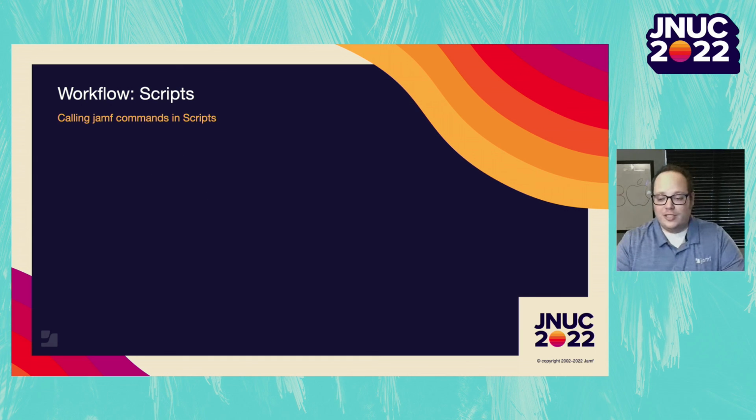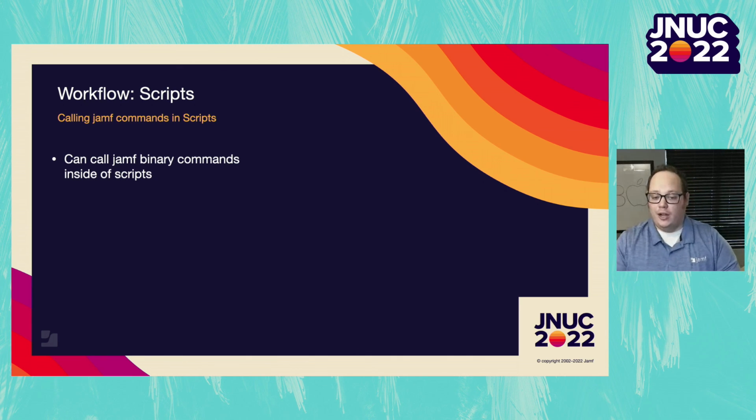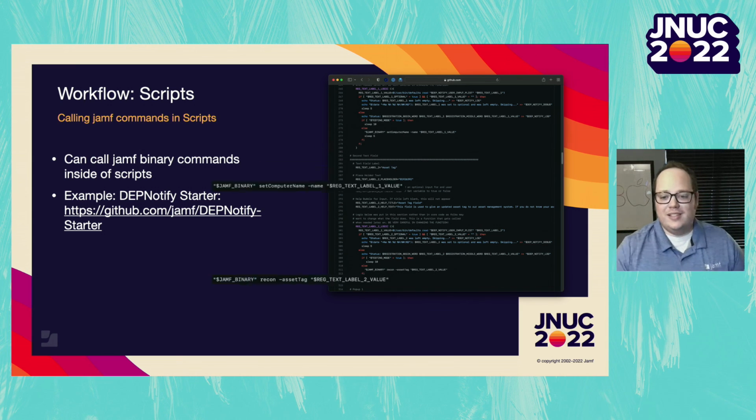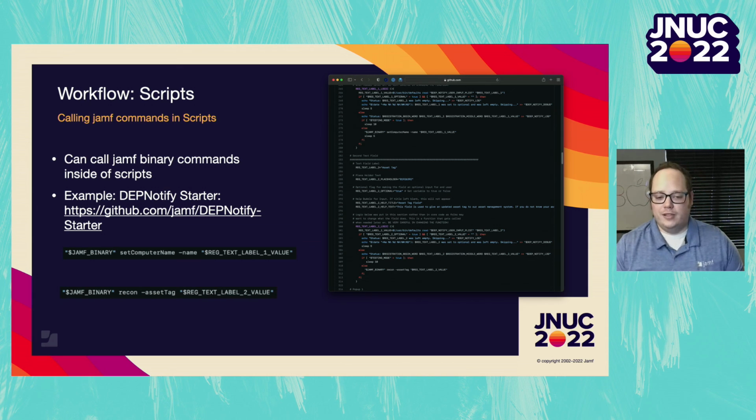The last workflow I want to talk through today is use of Jamf commands in scripts. So we can call the Jamf binary commands inside of scripts. One example of that is if you've used the DEPNotify starter script. We can see in the script we're calling a few commands with the Jamf binary variable. That variable is defined earlier in the script to be the full path to the Jamf binary. We're then calling verbs like set computer name and using the registration window in DEPNotify to set the computer name and host name of the computer.